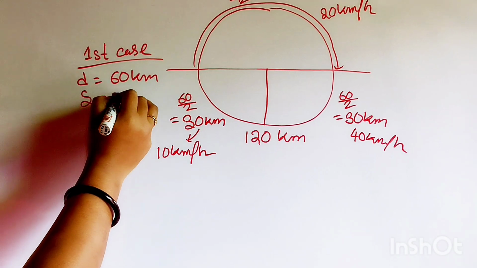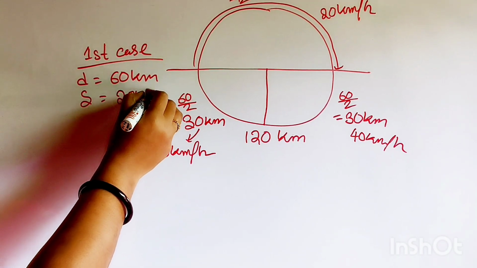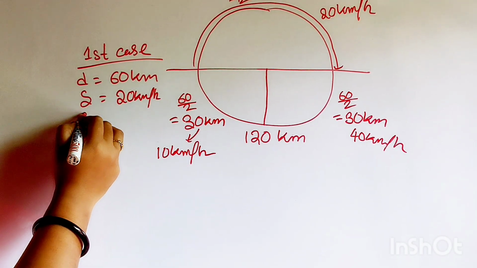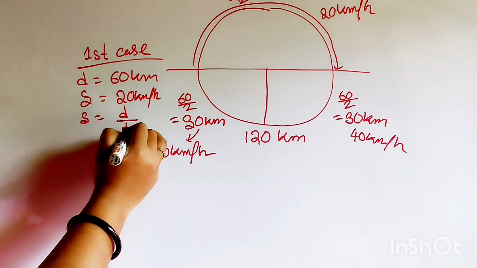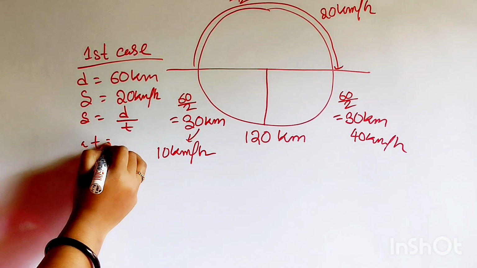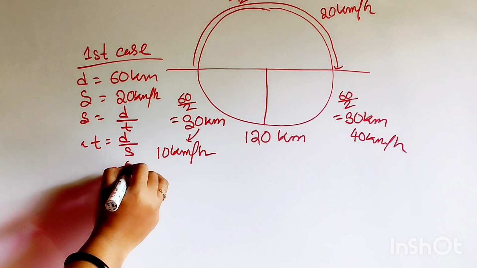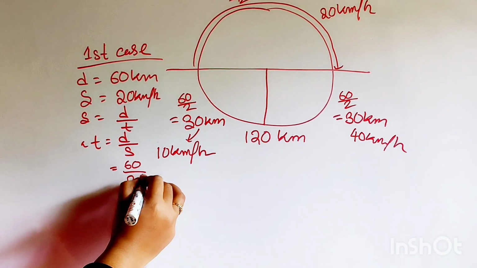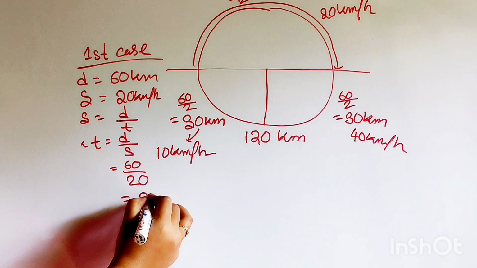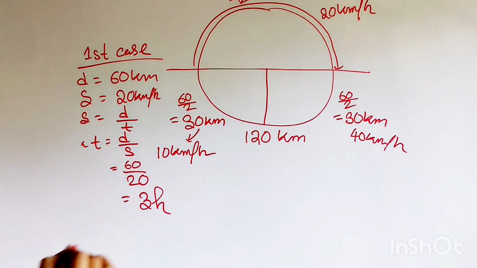In the first case, when the car covers the semicircle, d equals 60 km and s equals 20 km per hour. We know that s equals d by t, so t equals d by s. Putting in the values, d is 60 divided by s is 20. So 20 threes are 60, t equals 3, and the unit will be hours. So in the first case, the time is 3 hours.